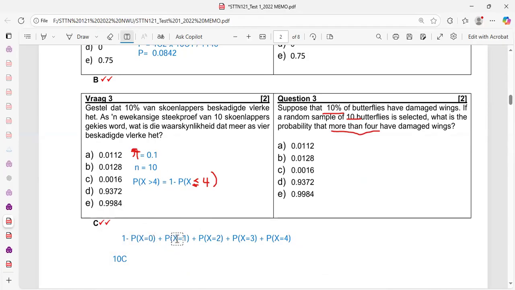I can also put k there: x is 0, k is 0, 1, 2, 3, 4. So it's going to be 10 combination 0, multiplied by pi. What is the value of pi? 0.1. I'm going to put it to the power k. What is the value of k? 0.1 to the power 0.